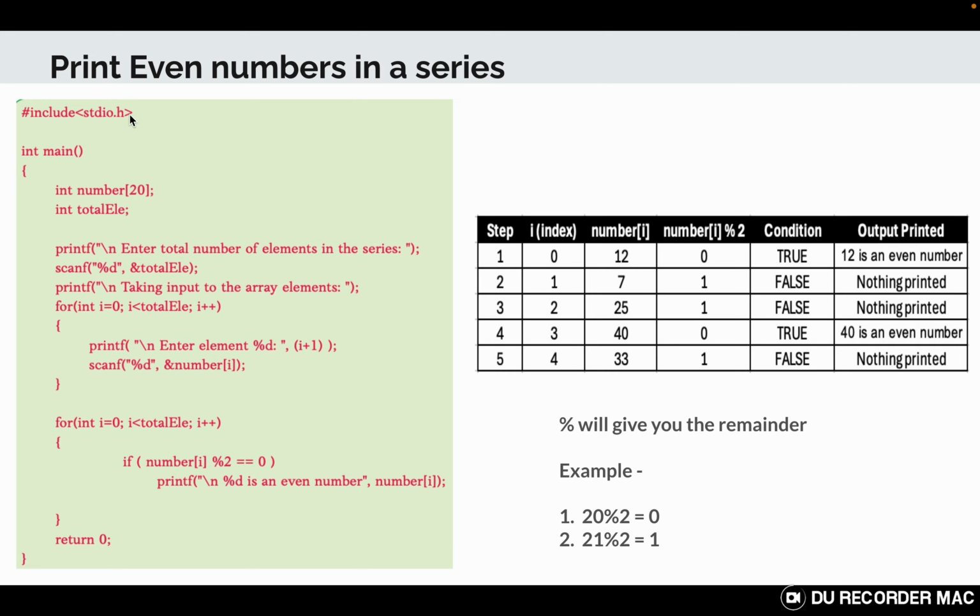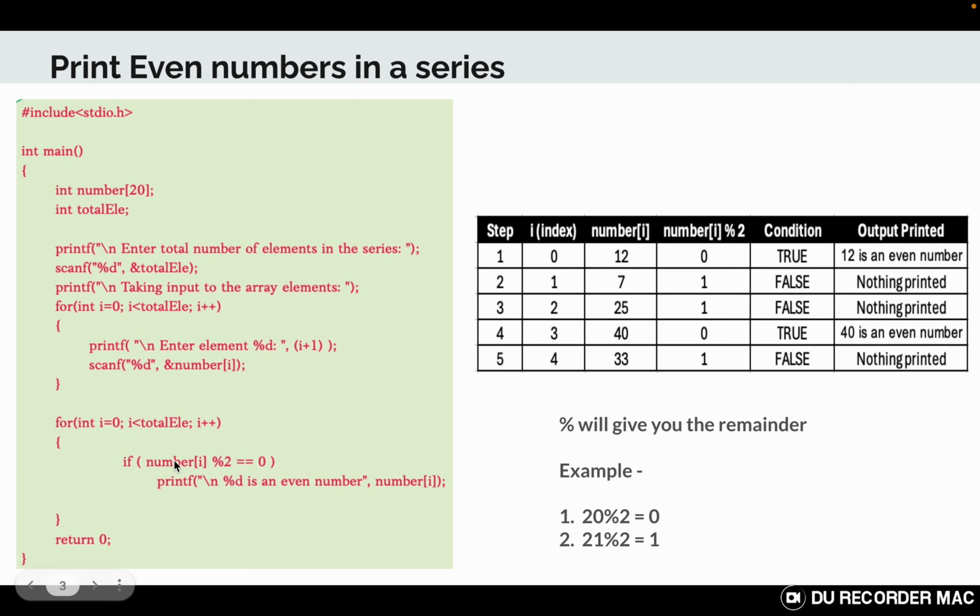So this is another problem statement, which says print even numbers in a series. What generally happens is the same kind of execution: we ask the user to enter the total number of elements they want to enter. Then we start taking the input from the user using scanf. And then if you see here, this is the overall logic.